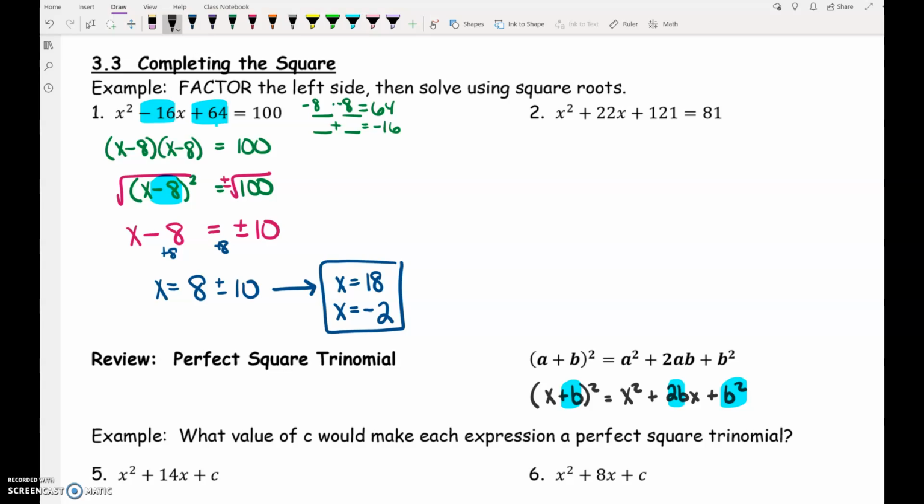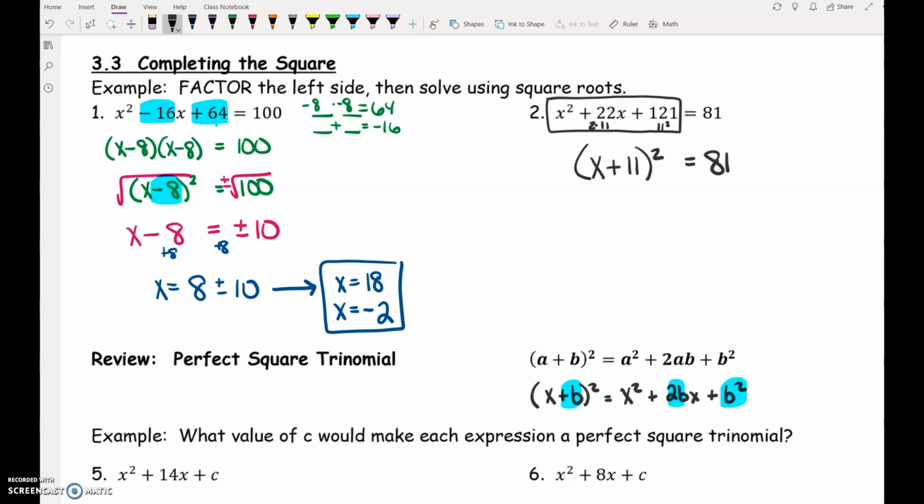So on this second one, if we ignore the 81 for right now and just focus on this, what number times 2 is 22? 11, and 11 squared is 121. So this would factor into x plus 11 squared equals 81, and then we could solve this using square roots.